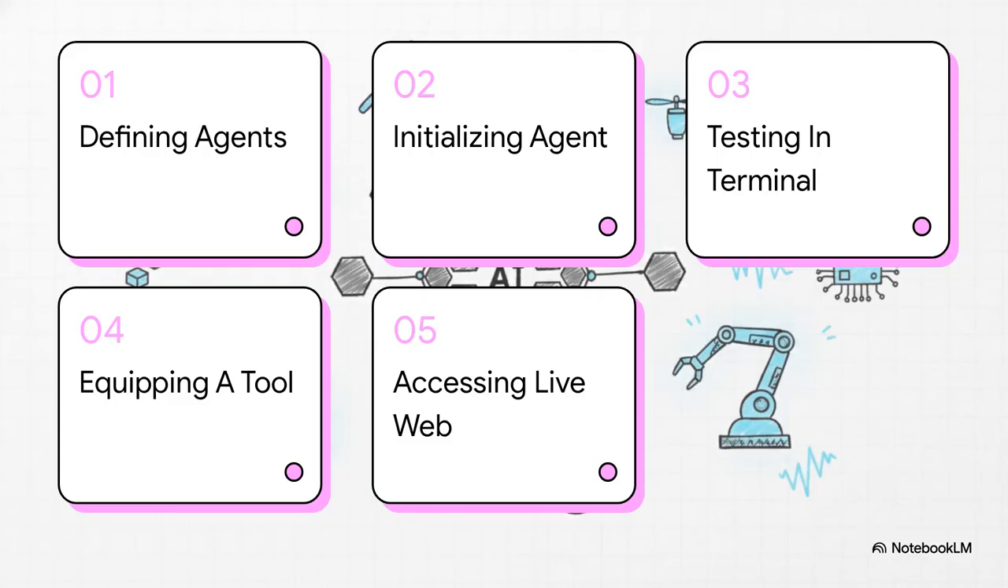Here's our roadmap for this explainer. First, beyond chatbots, defining agents. 2. Initializing your first agent. 3. Testing in the terminal. 4. Equipping a local tool. And finally, 5. Accessing the live web. Let's get right to it.